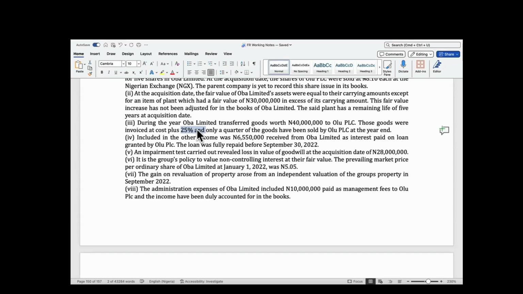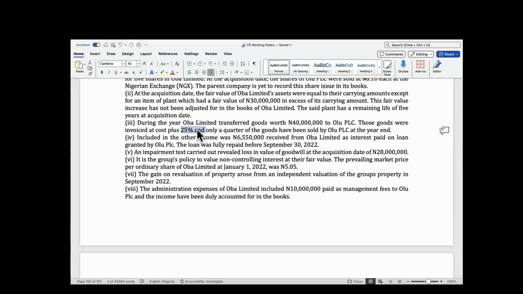Note 4. Included in the other income was 6550 received from Oba Limited as interest paid on a loan granted to Olu. The loan was fully repaid before September 30, 2022. This will be cancelled out. It's an intra-group transaction. So the interest income is cancelled out against the interest expense.